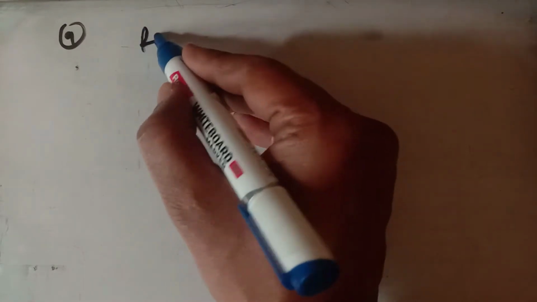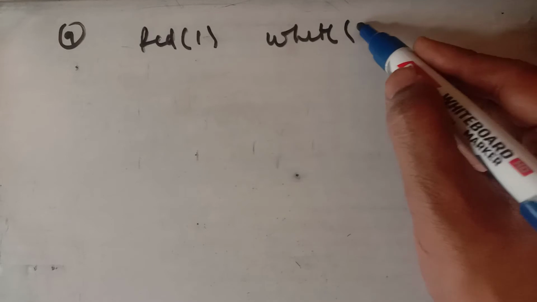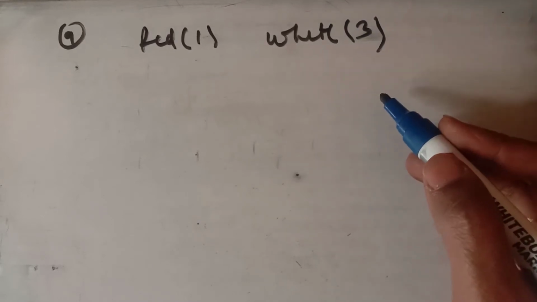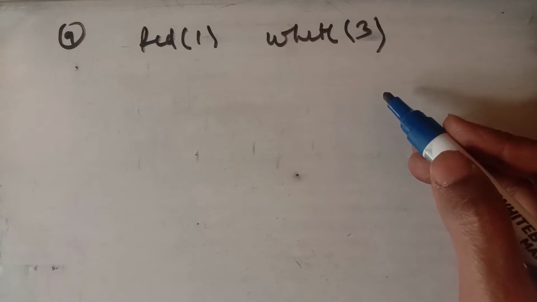In question 9, a box has 1 red and 3 identical white balls. So there is 1 red ball and 3 white. Two balls are drawn at random in succession without replacement. Write the sample space for that.